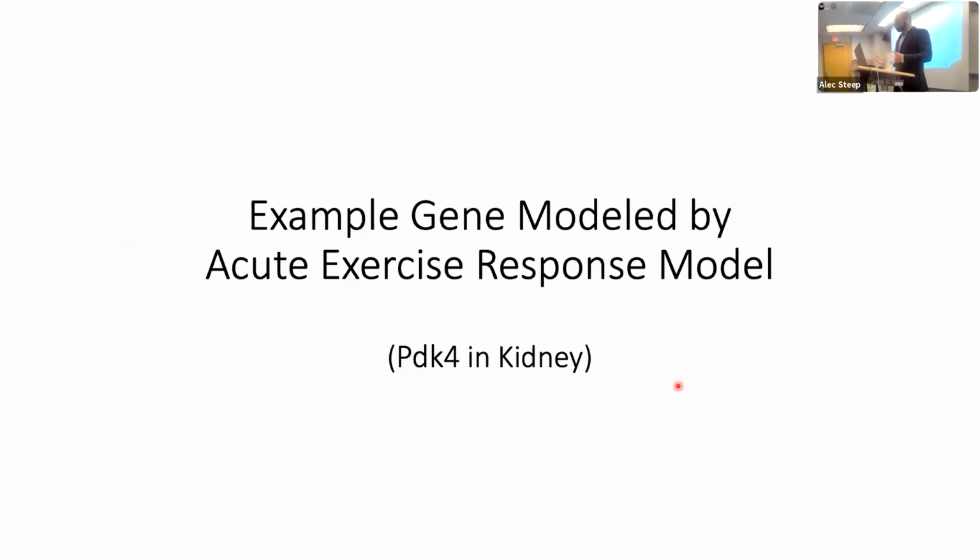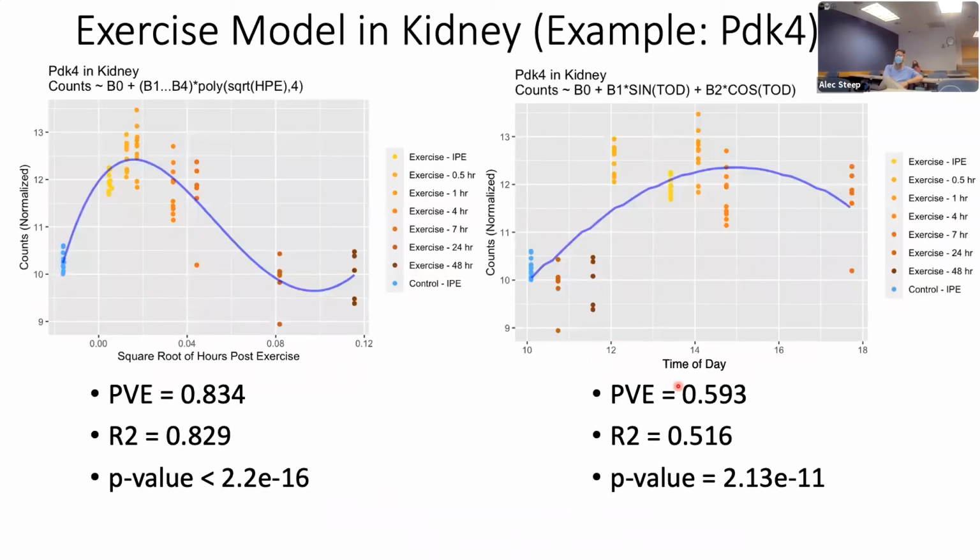All right, so let's jump into this. Let's look at an example of a gene that was modeled fairly well by the acute exercise response model. So this is PDK4 in kidney. This is a gene known to play a role in acute exercise response. So here we have our 2 models. On the left, we have our acute exercise response model. On the right, we have our circadian model. Here you can see the annotation of our gene groups.